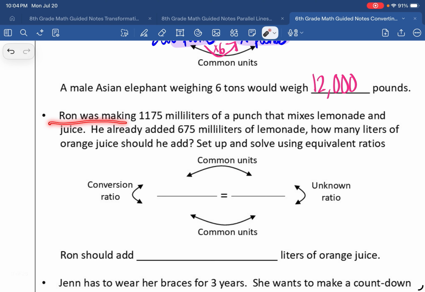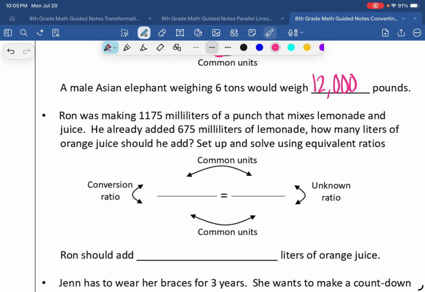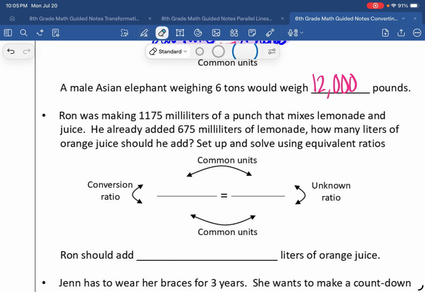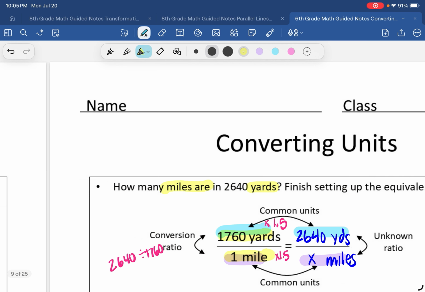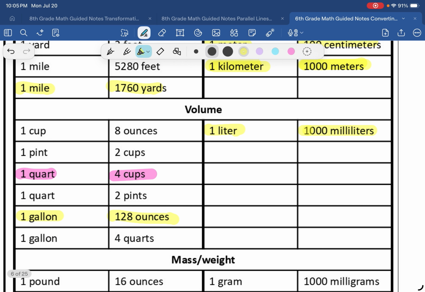Ron was making 1,175 milliliters of a punch that mixes lemonade and juice. He already added 675 milliliters of lemonade. How many liters of orange juice should he add? Set up and solve using equivalent ratios. So if you notice, my 2 different units here are milliliters and liters. I need to go look at my conversion ratio for milliliters and liters. And right here, 1,000 milliliters is 1 liter.